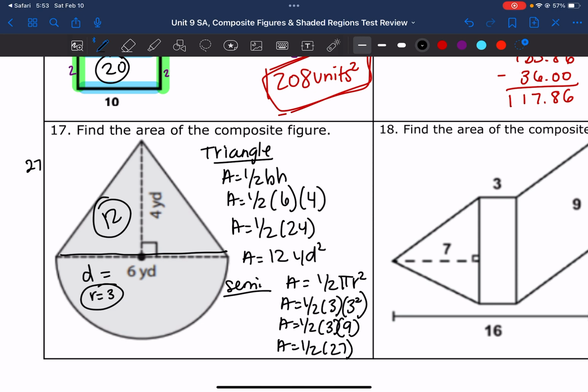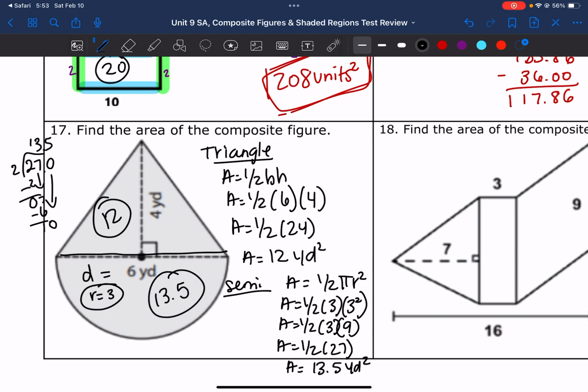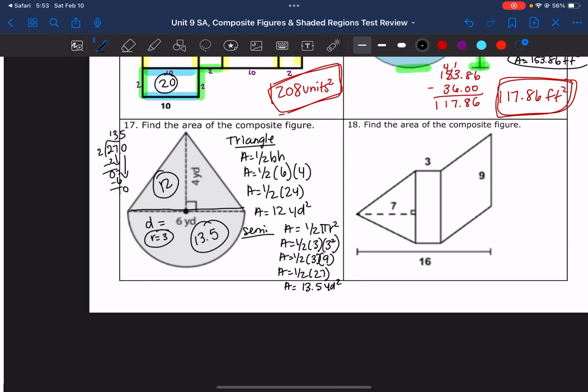Let me do that over here. 27 divided by 2. 2 goes into 7 three times, add a decimal and a 0, and we get 13.5. So area is equal to 13.5 yards squared. That is this piece right here, this part of the semicircle, of the shape.